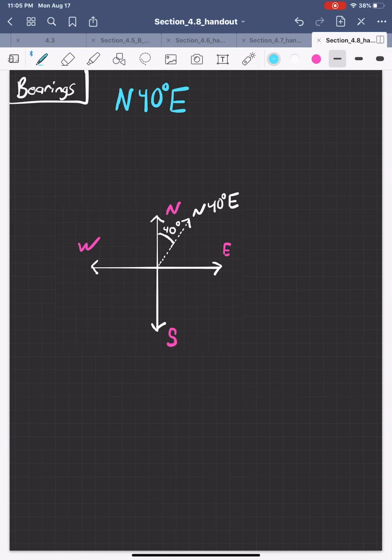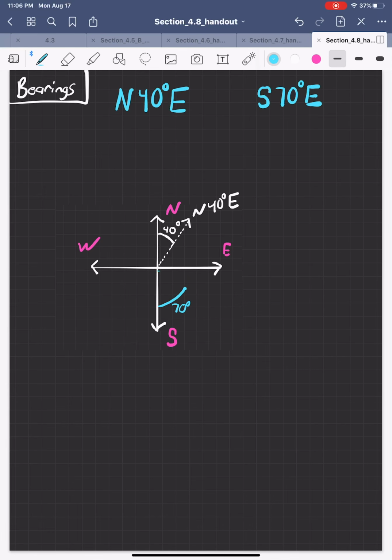So let's look at south 70 degrees east. The way we always want to start, we're always starting north or south. So if you're just headed due south, then this is your trajectory, right? That's you going south. But you're not just going south. You're going south, and then you're rotating in the direction of the east. You're rotating 70 degrees.